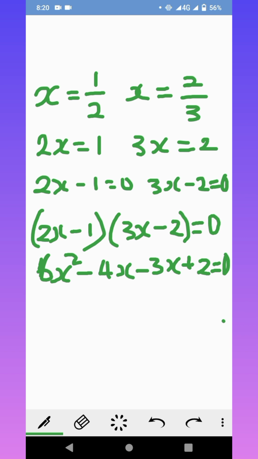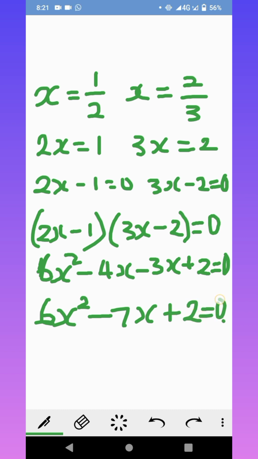Collecting like terms in the middle, we have 6x squared minus 7x plus 2. That will give us 0. So this is actually the quadratic whose roots are given to be x equals 1 over 2 and x equals 2 over 3. Let's see another one.